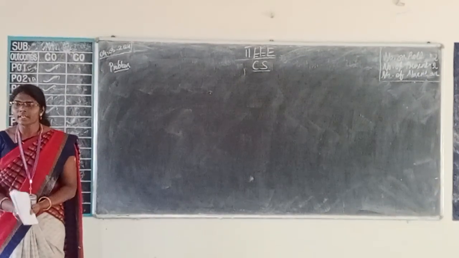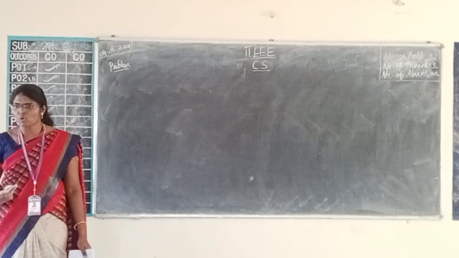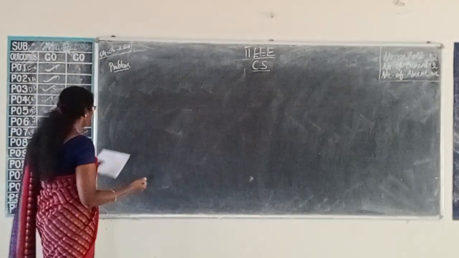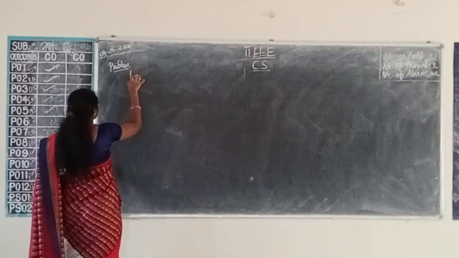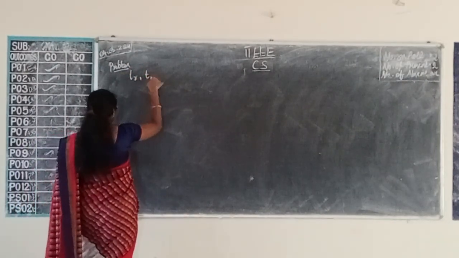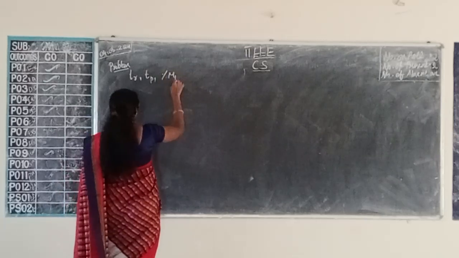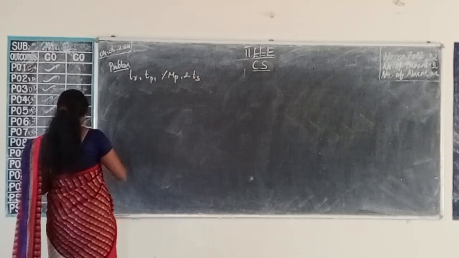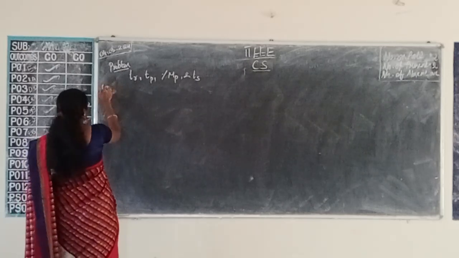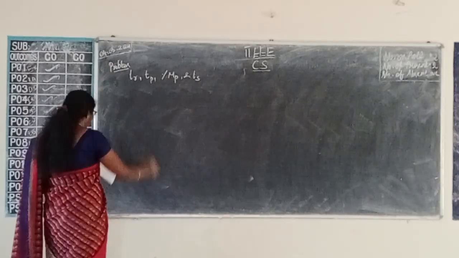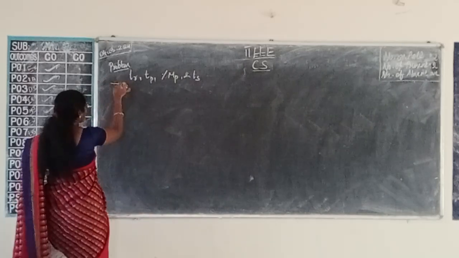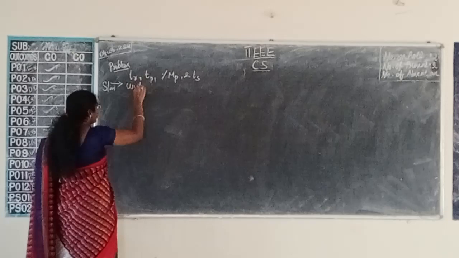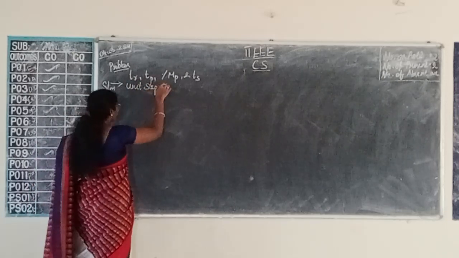The problem will be to calculate rise time, peak time, maximum peak overshoot and settling time when the system is subjected to unit step input.